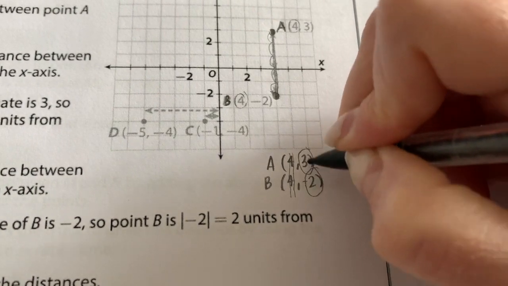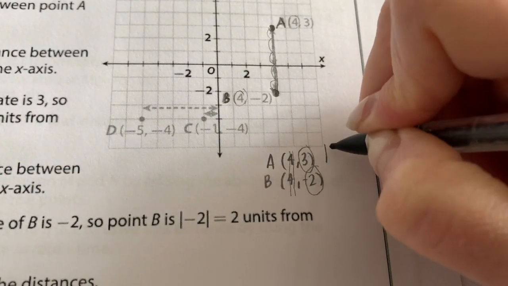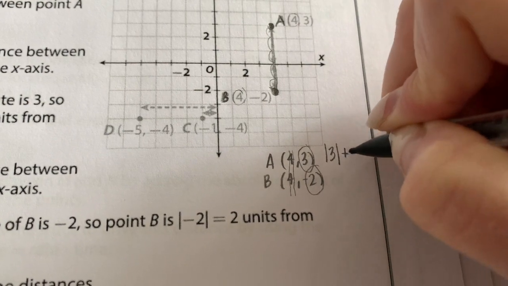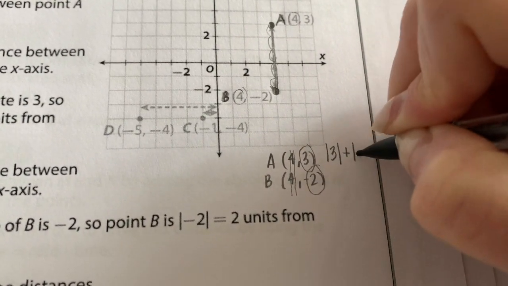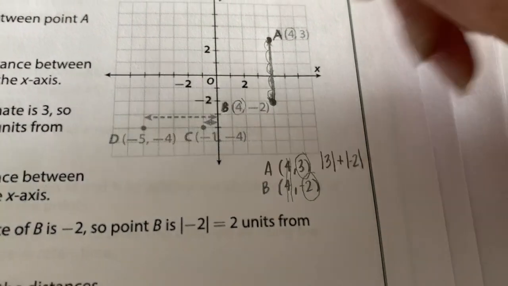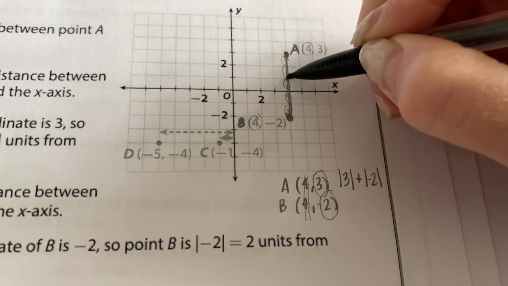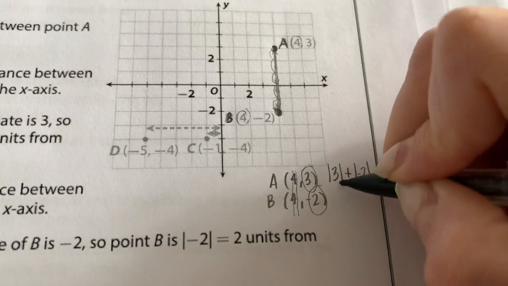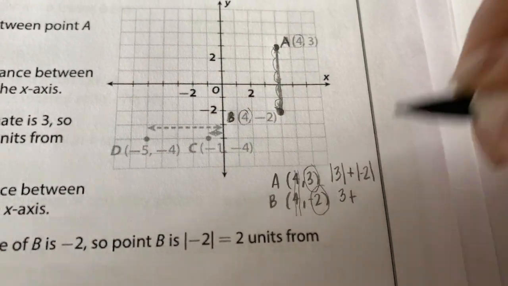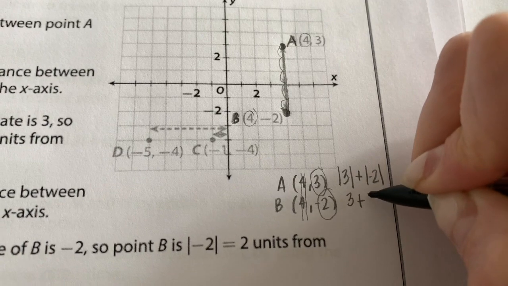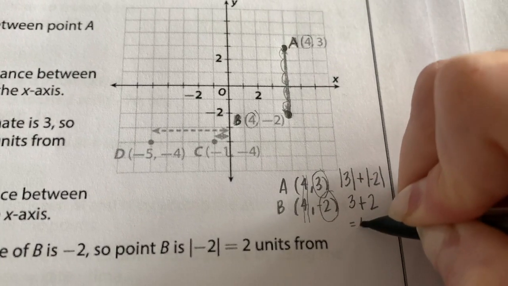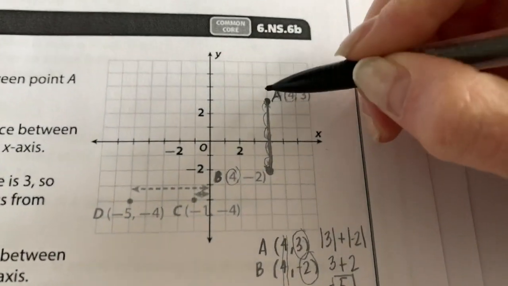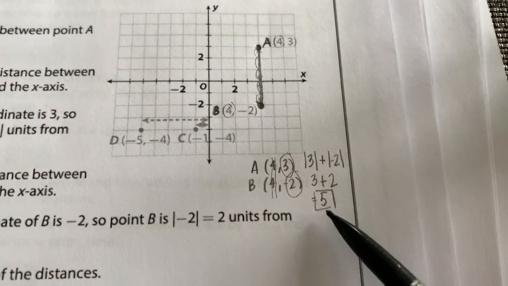So you're going to take the two coordinates that are not equal, and take the absolute value of them. So it's going to be the absolute value of 3, added to the absolute value of negative 2. Because that's basically telling us how far away each one of these is from the x-axis. So the absolute value of 3 is 3, and the absolute value of negative 2 is 2. And that gives us our 5. Okay? And while you can see on the graph, you can just count, this is the way to do it.